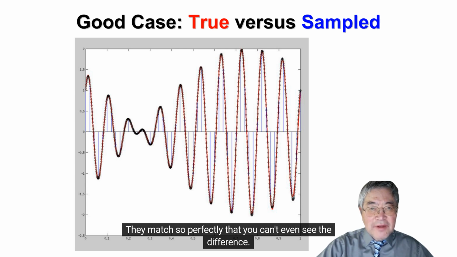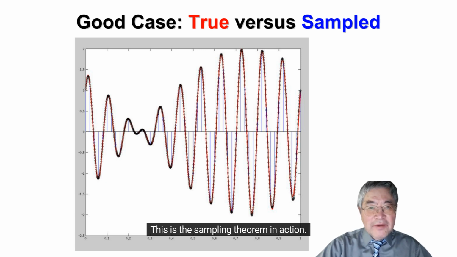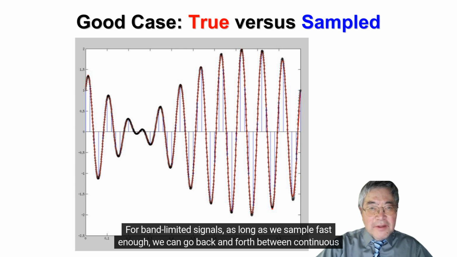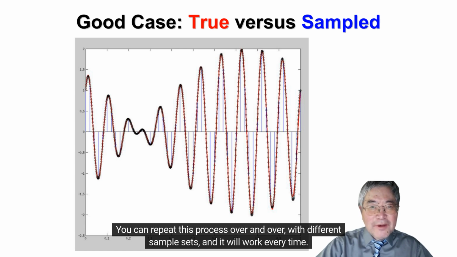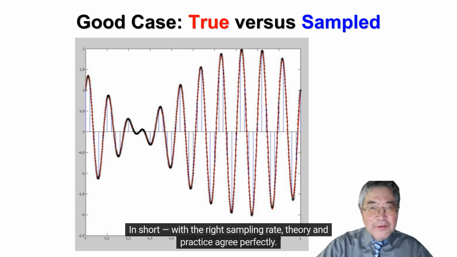They match so perfectly that you can't even see the difference. This is the sampling theorem in action. For band-limited signals, as long as we sample fast enough, we can go back and forth between continuous and discrete forms without losing information. You can repeat this process over and over with different sample sets, and it will work every time. In short, with the right sampling rate, theory and practice agree perfectly.